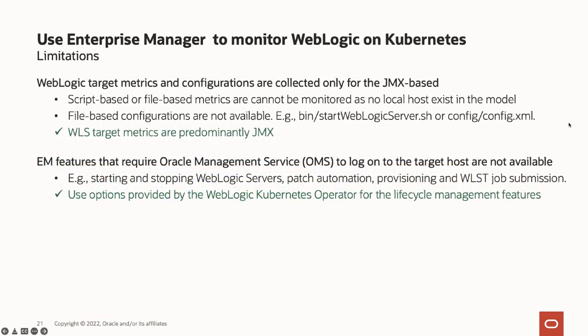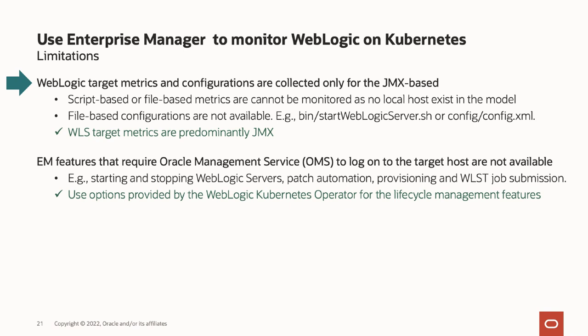And because Enterprise Manager monitors the targets from the agent installed in a remote location instead of deploying the agent directly into the host, there are some limitations. For example, WebLogic target metrics and configurations are collected only from the JMX space, which means script-based or file-based metrics or configurations cannot be monitored because they require a local agent in a target host. An example of this is the log file metrics, as they open log files in the file systems and read the contents. We will not be able to do this because there is no agent deployed in the target host.